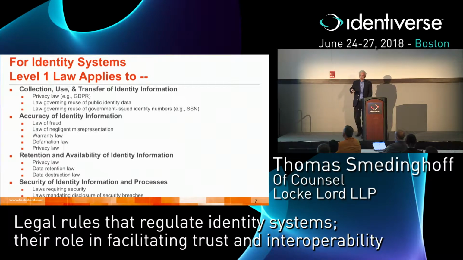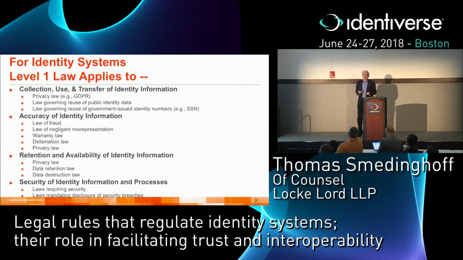If we look at some of the common issues that come with systems, for example, we can see that the collection, use, and transfer of identity information is certainly regulated by privacy law to the extent it exists. And for those of you dealing with GDPR, there's going to be a huge impact of GDPR where it applies in an identity system context. Or laws governing, for example, the use and communication of Social Security numbers potentially could have a big impact.